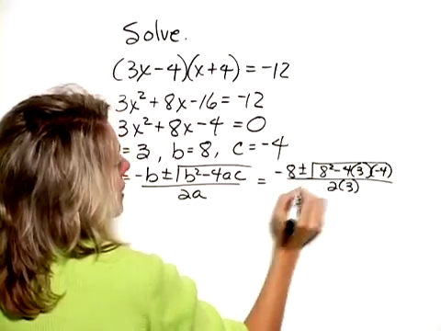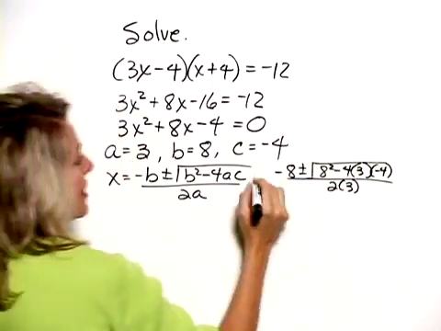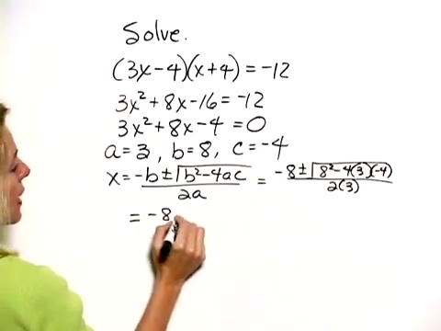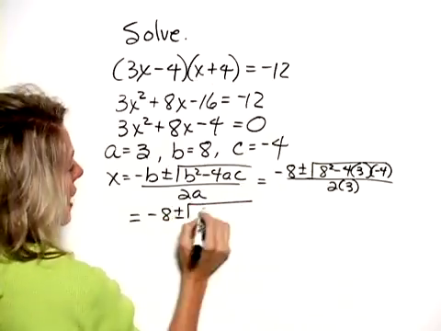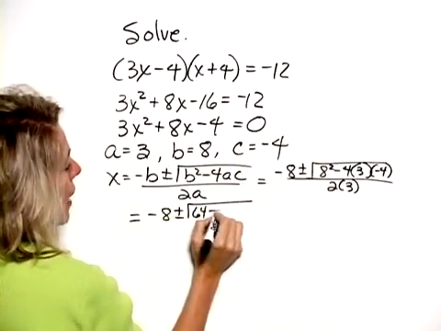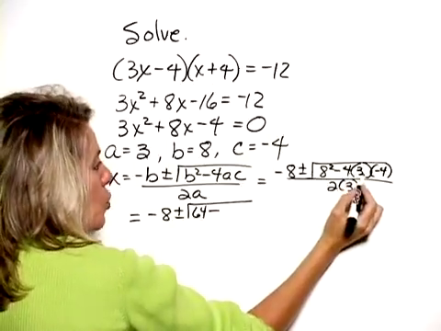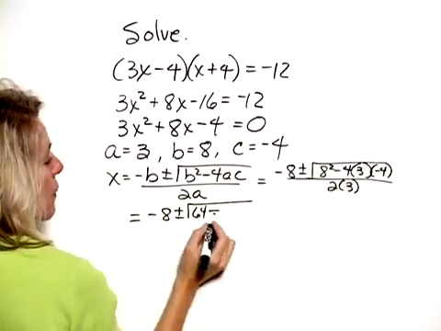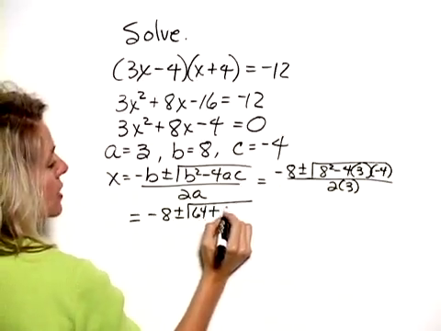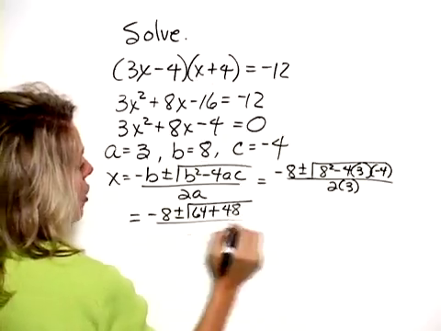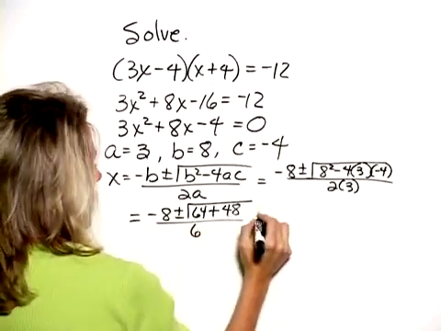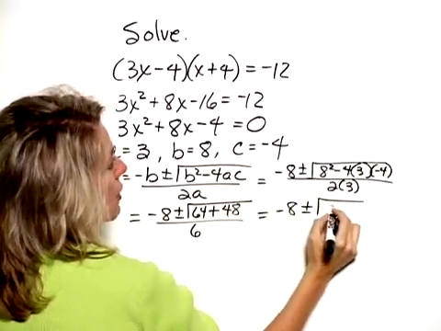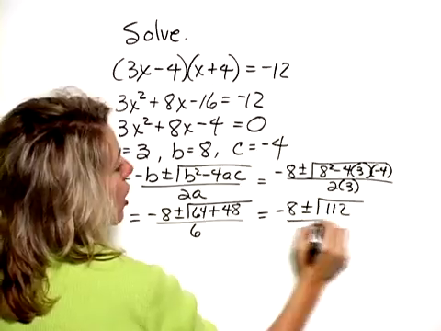Make sure that that fraction bar goes underneath the entire numerator. Okay, simplifying, we have negative 8 plus or minus the square root of 8 squared, which is 64, minus 4 times 3 is 12. 12 times negative 4 is negative 48. So we have 64 minus negative 48, or 64 plus 48, all over 6. So now we have negative 8 plus or minus the square root of 112, all over 6.